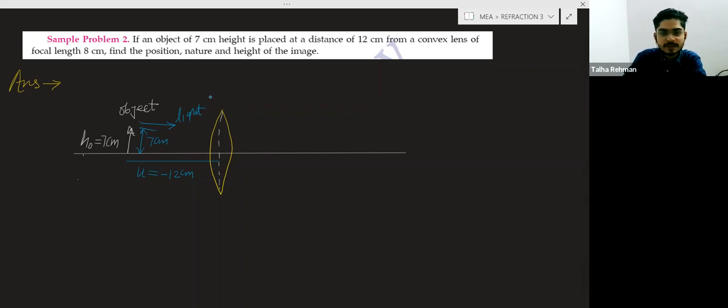And the focal length is given as 8 centimeter. This focal length will be positive because this is a convex lens. In case of a concave lens, you will take a negative focal length. They are asking to find the position, nature, and the height of the image.